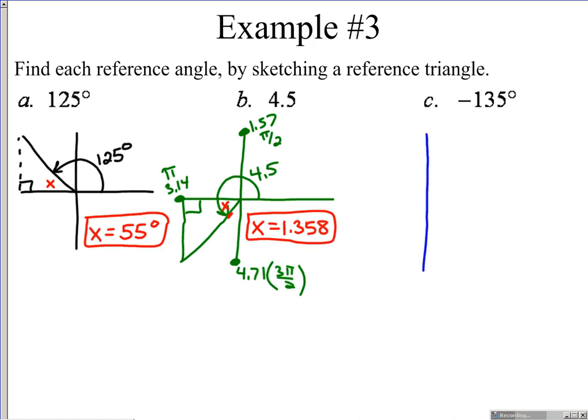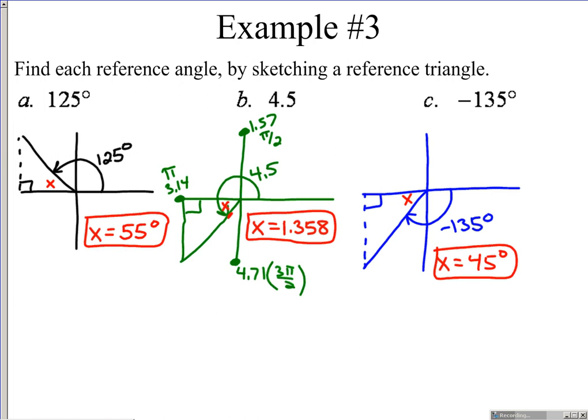Last one, C. Negative 135 degrees. Negative means I'm rotating this way. End up in quadrant 3 here. We're looking for the reference angle, again, x. Well, I know that I would have gone 180 to get all the way up there. I'm not going all the way up there. I'm only going negative 135, so subtract 180, and we get a reference angle of 45 degrees.